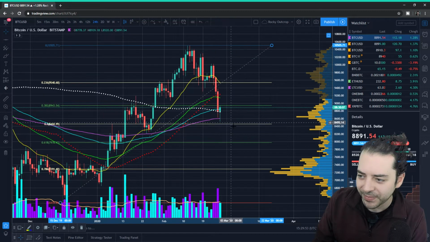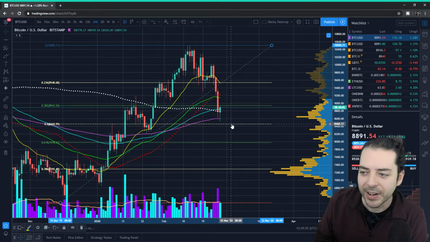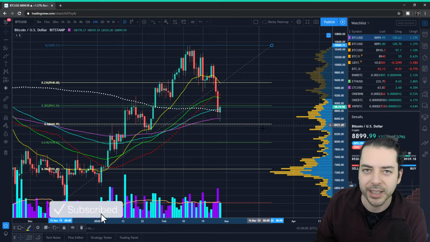Now, the 50% point here I think is fairly crucial at the moment, and I'd like to just take a second to look into that in a little bit more detail by going over to the CME chart.